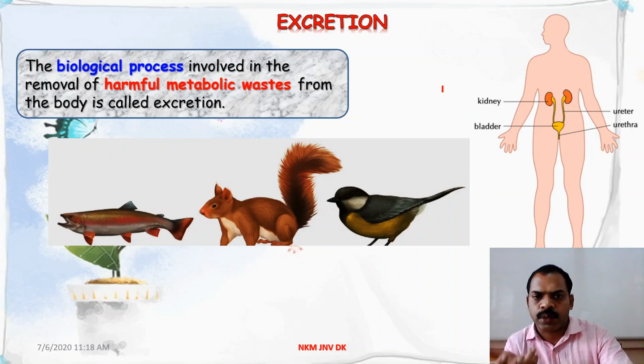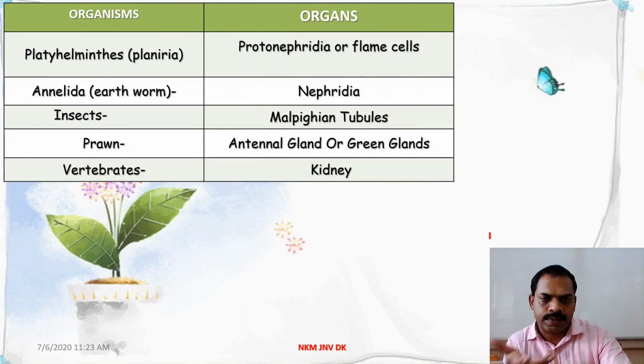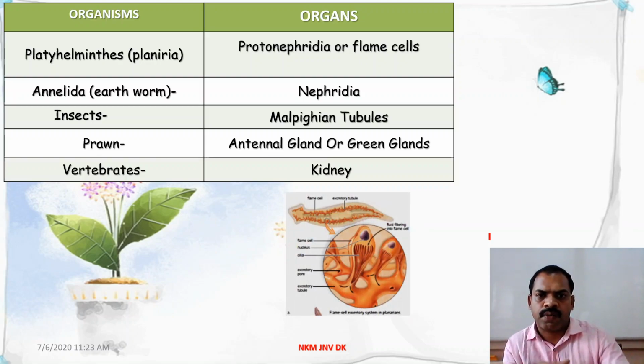So we are going to discuss about the human excretion, not about the other mechanisms of excretion. So this is all different organisms having different types of excretory systems. Let us note down this. Okay, platyhelminthes are flatworms.